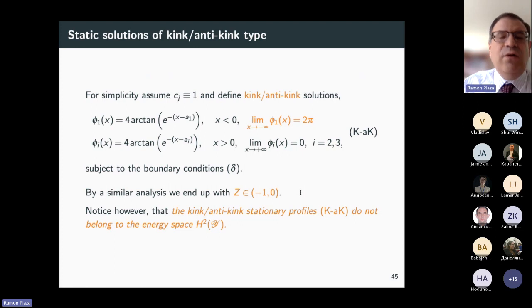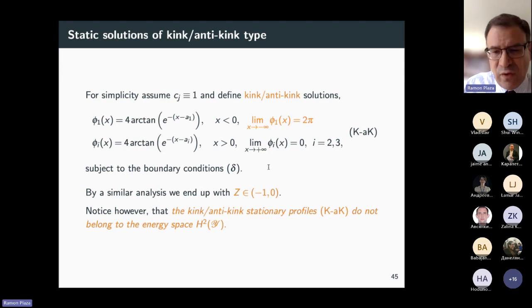Now, you can consider also another class of solutions, which we call of kink or anti-kink type. For simplicity, let's assume that all the velocities are equal to 1. And now on the first edge, you suppose this limit. You suppose that the profile goes to 2 pi. So this is actually an anti-kink solution on one edge, and then you couple with a delta boundary condition to 2 kinks on the other 2 edges.